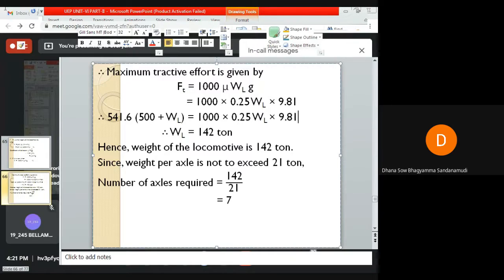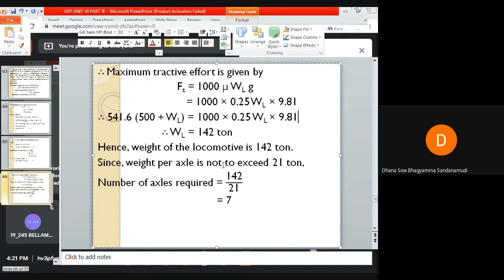Just simplify it. You will get the weight of the locomotive, which is 142 tons. Since the weight per axle should not exceed 21 tons, the number of axles required is the weight of the locomotive divided by the weight per axle, that is 142 tons by 21 tons. If you take this ratio, you will get the number of axles required, that is 7.